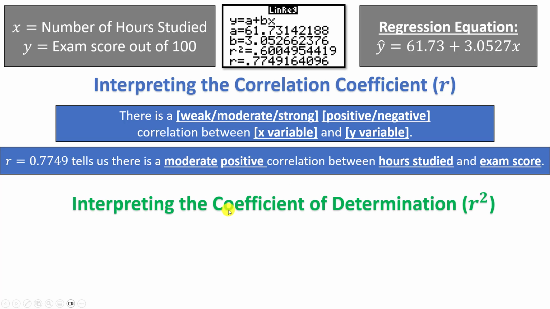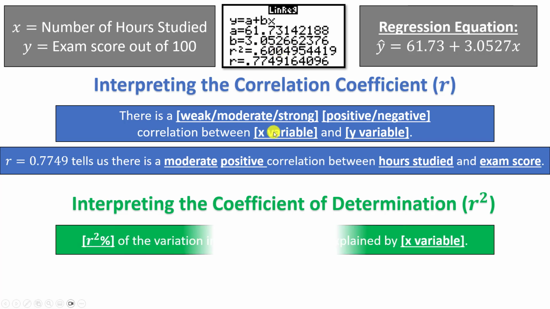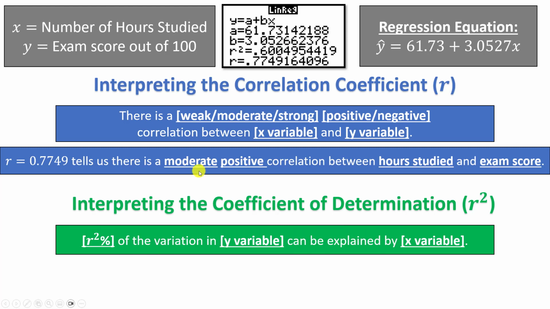We can also interpret the coefficient of determination, which is represented by that r squared value. Now note, the coefficient of determination literally is r squared. So if you take this r value and you multiply it by itself, you are going to get the r squared value. So in this case, that would get you 0.6605. The interpretation of r squared is a little bit more difficult to understand, but it's going to be in this general format here. It says that r squared percent, you're always going to put it in a percentage, of the variation in our y variable can be explained by our x variable.